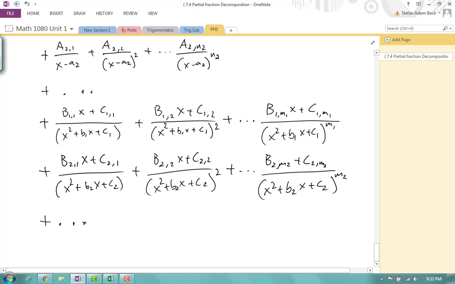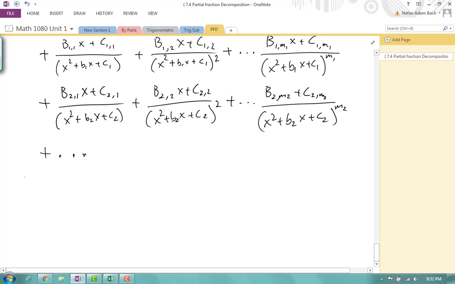Plus dot dot dot. Looks awful. Specific general example.